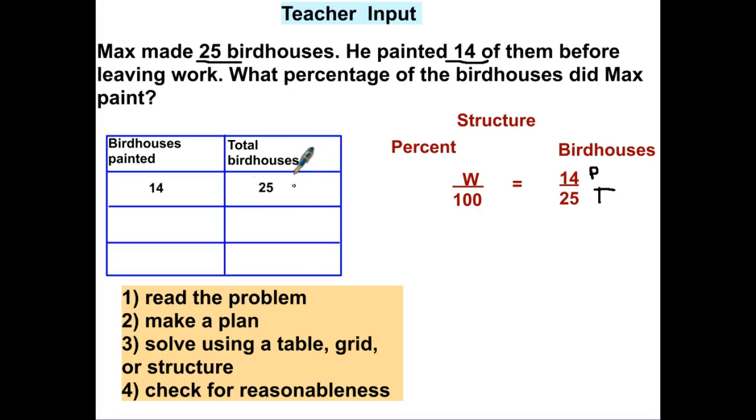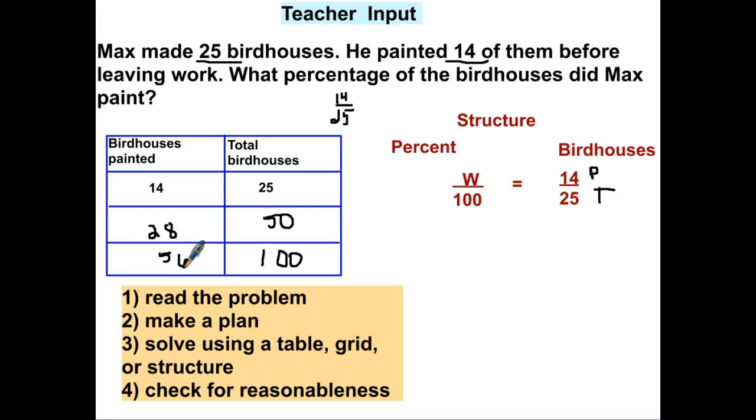Well, if I want 100%, I'm going to be looking at the total birdhouses, and when I write my ratio, I'm going to have 14 to 25. But I need a denominator that's going to be 100. So I'm going to think, if I double this, that's going to be 50. And then if I double the 14, it's going to be 28. So then if I double the 50, there's my 100. And then if I double the 28, that's going to be 56.